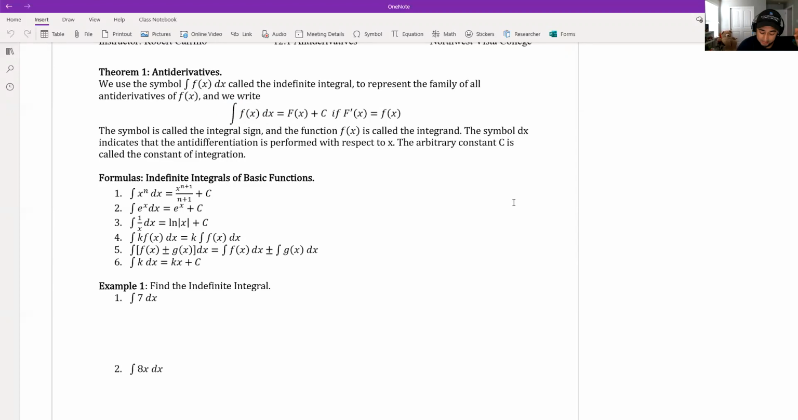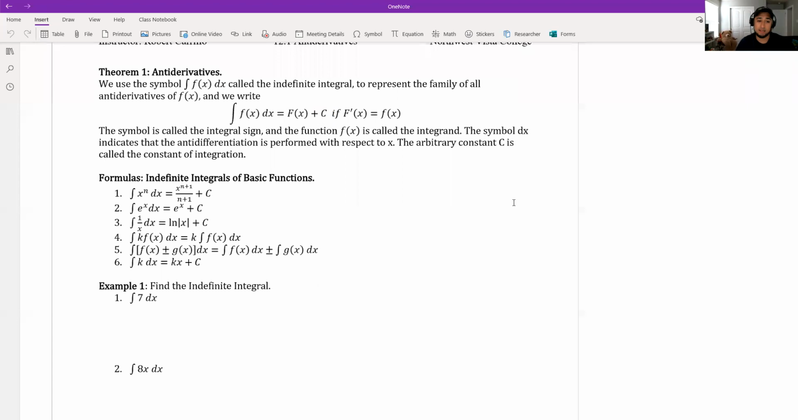And that letter c over here, this is an arbitrary constant. It is called the constant of integration. So no matter what integral you take, you will always add c. So it'll always be the antiderivative plus c.